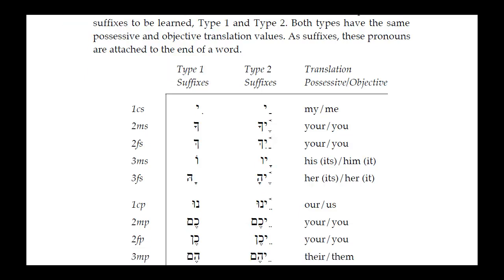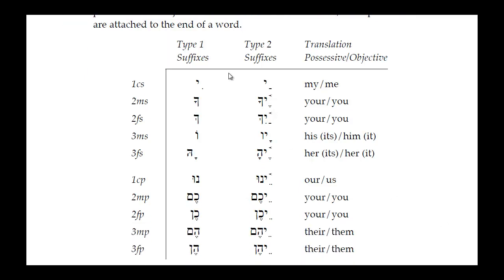Let me get these up here for you. All right, this is a type 1 suffix and type 2 suffix. We have the first common singular here, which is the hireq yod. In the second masculine singular, we have the kaf sofit and the qamets under it, ka. And we're familiar with this, Elohecha. Elohecha basically is your God. You, masculine singular, your God.